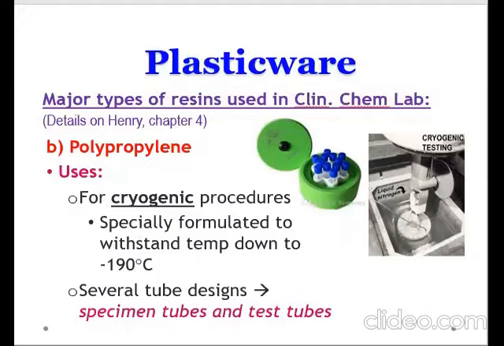Okay, so your polypropylene can also be used in cryogenic procedures. Why? Because this type of plastic is specially formulated to withstand temperature down to negative 190 degrees Celsius.